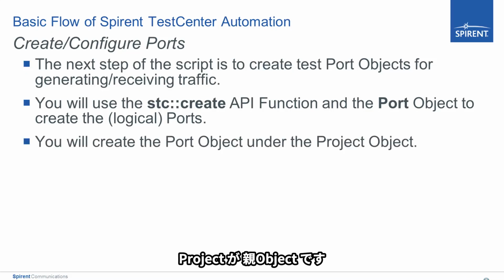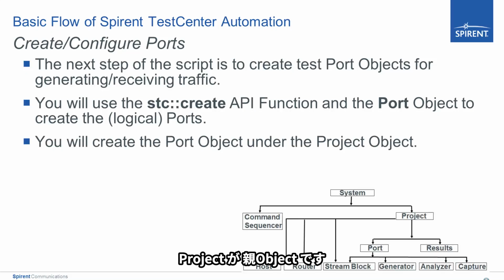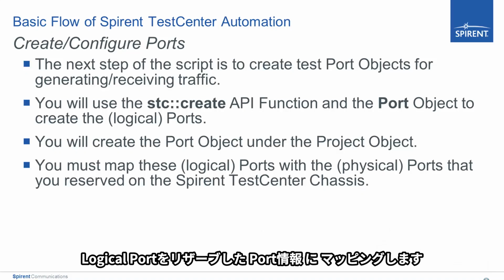You will create the port object under the project object. Remember the hierarchy. You must map these logical ports with the physical ports that you reserved on the Spirent Test Center chassis. Two slides ago, we reserved ports 3 and 4, and now we're going to create these logical ports and map them to these physical ports.